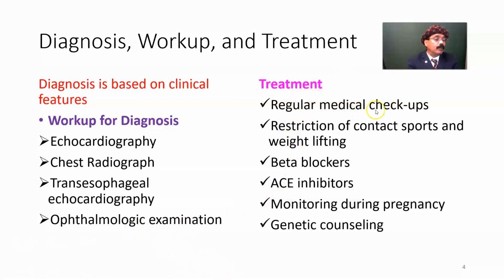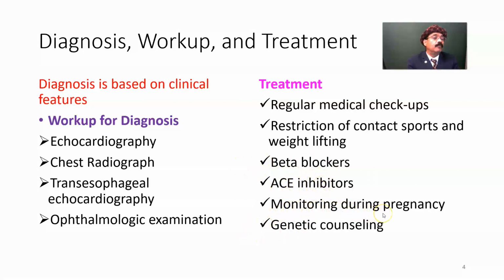Treatment: regular medical checkup, and restriction of contact sport and weightlifting that may rupture the aneurysm of the aorta. Beta blocker has a very good role. It decreases the heart rate and tries to maintain normal pressure through the ascending aorta and the descending thoracic aorta. ACE inhibitor is a very good medication for the patient with Marfan syndrome.